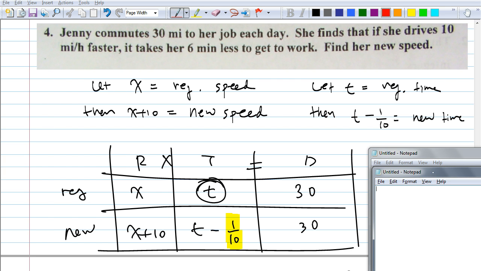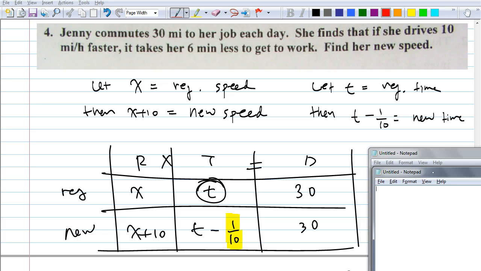You could write down x times t, and we will use that to find the equation. We know the distance is 30 because it says in the very beginning, Jenny commutes 30 miles to her job each day. So we have used two variables, have we not? How many equations do you need to solve for two variables? If I had 3 variables, how many equations would you need? 3. If I had 10 variables, you would need 10.